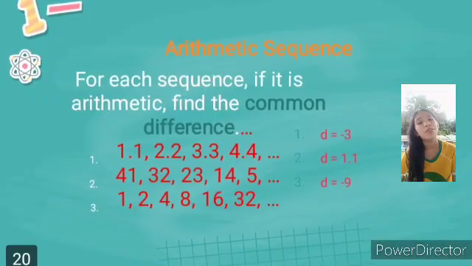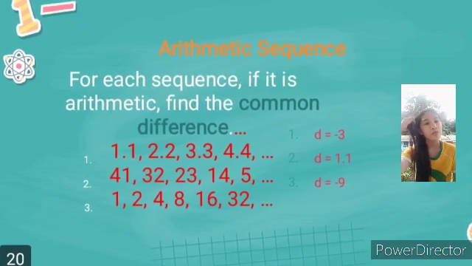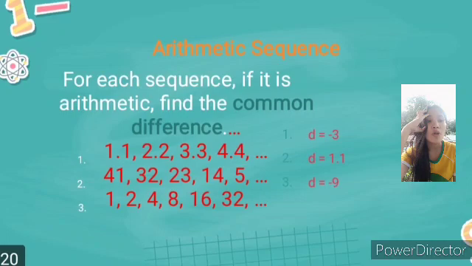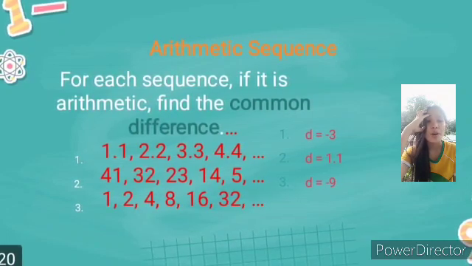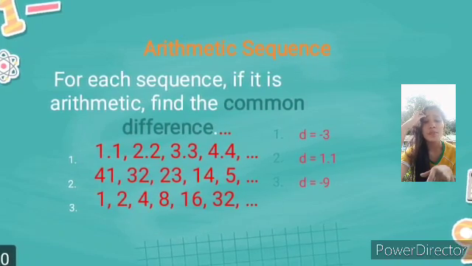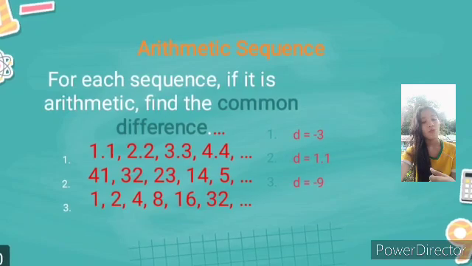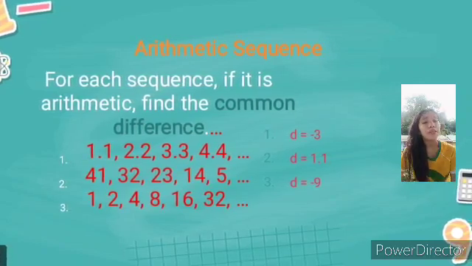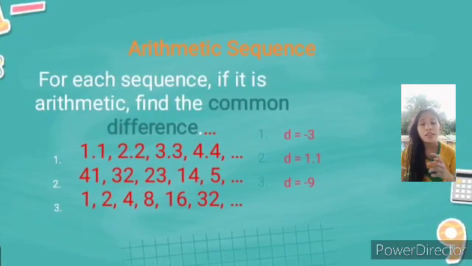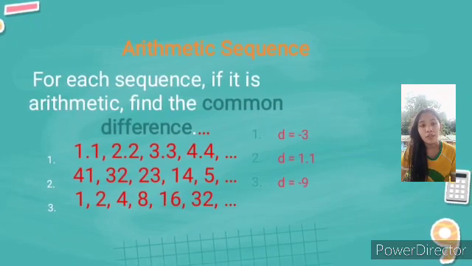Arithmetic sequences: for the sequences, find the common difference. First, 1, 1.1, 2.2, 3.3, 4.4, and so on. The common difference is 1.1. It's simple because we just subtract the first term from the second term. Next is 41, 32, 23, 14, 5. By subtracting, we get negative 9 as their common difference. It is negative 9 since the sequence is decreasing.